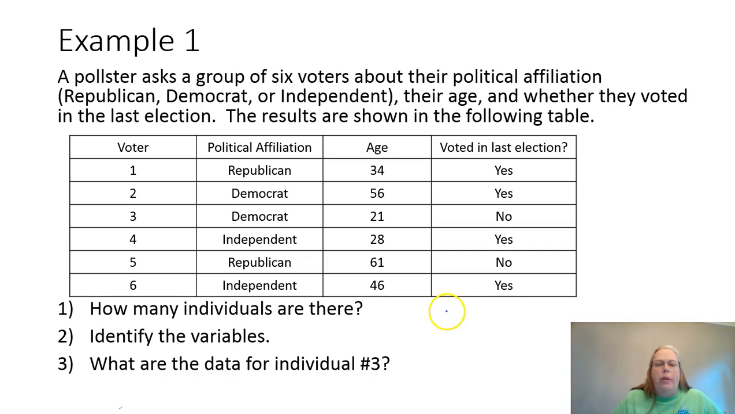Question number 1. How many individuals are there? Well, we can see from the example that there were actually 6 people who were questioned about their political affiliation and their age and whether they voted.